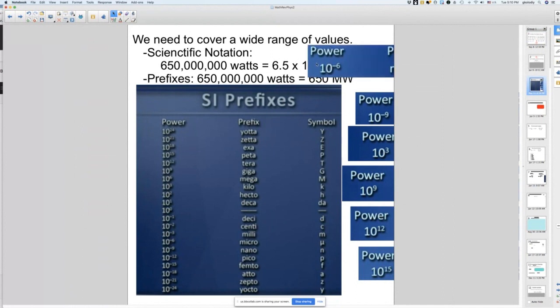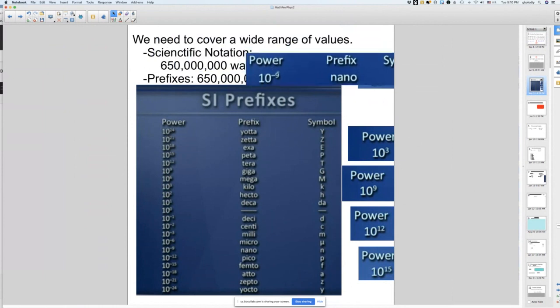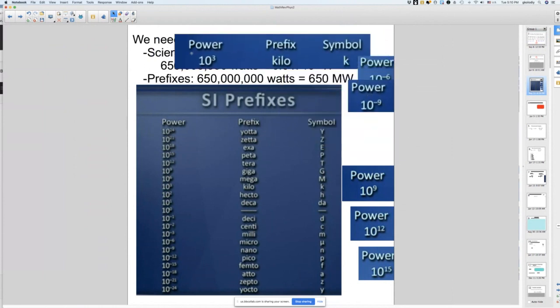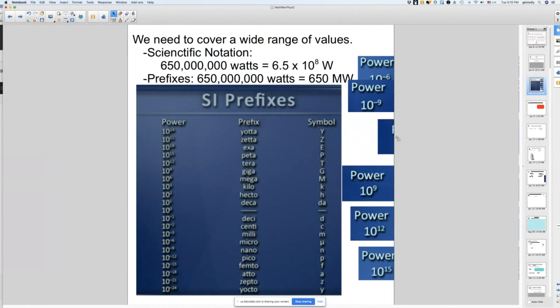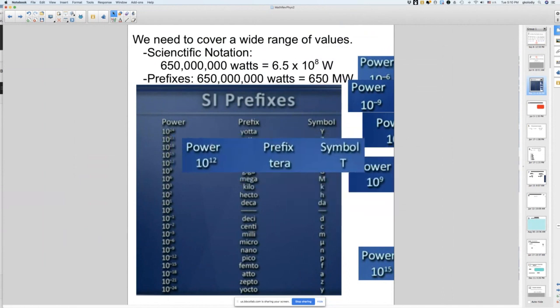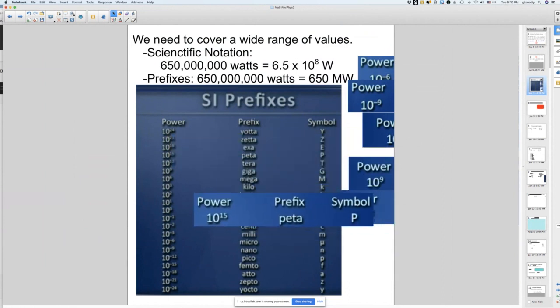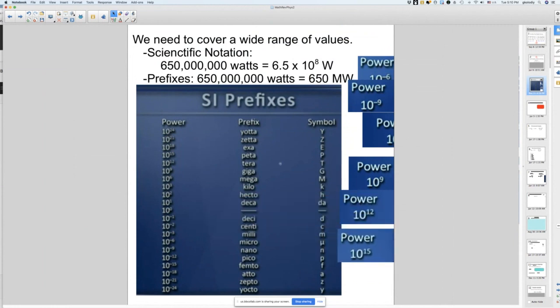For example, the prefix for 10 to the minus 6 is micro. The prefix for 10 to the minus 9 is nano. These are the most popular ones. Kilo for 10 cubed. These are for big numbers and small numbers. 10 to the 9th is giga. 10 to the 12th is tera. 10 to the 15th is peta. And there are words for every one of them, you can see over here. And they can be used for anything, to measure distances, to measure speed, hertz, to measure volume, liters, etc.